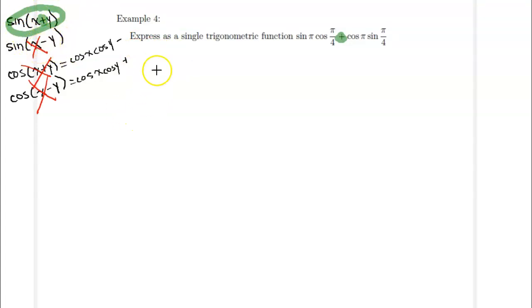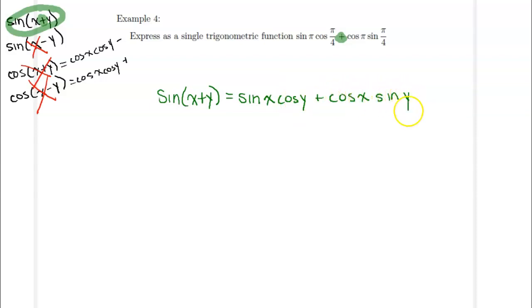That means I'm going to be using sine x plus y, because that compound angle formula goes something like this: sine x cos y plus cos x sine y. So that's how this compound angle formula goes. So now all we have to figure out is what's the x and what's the y.